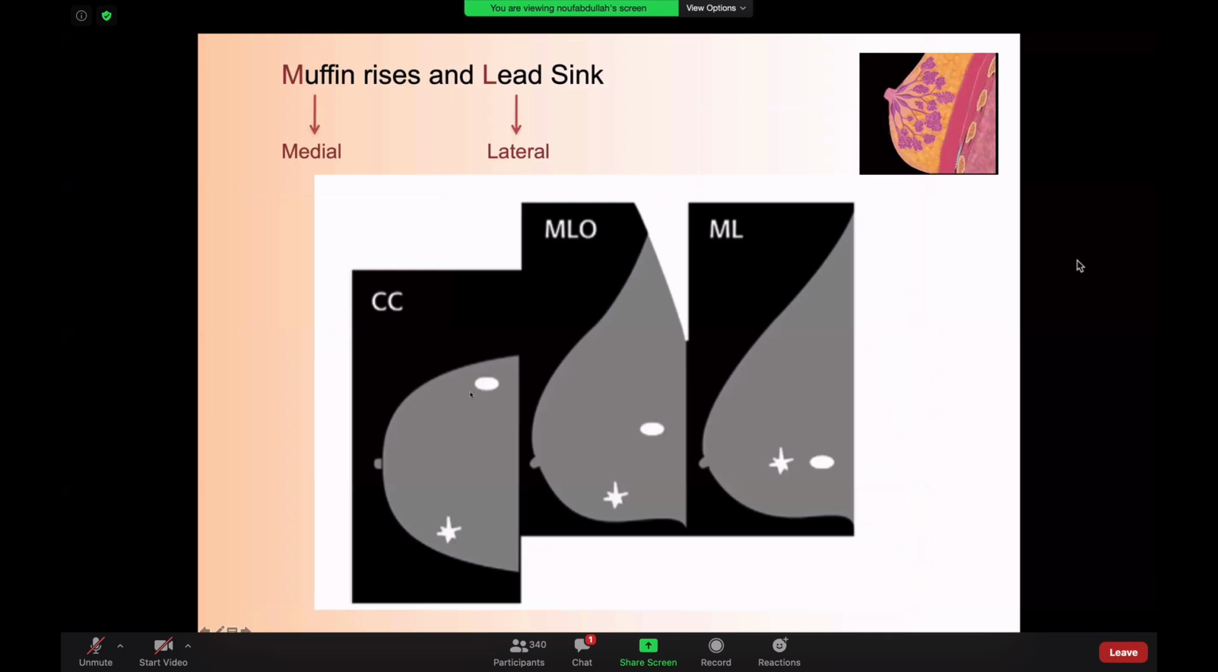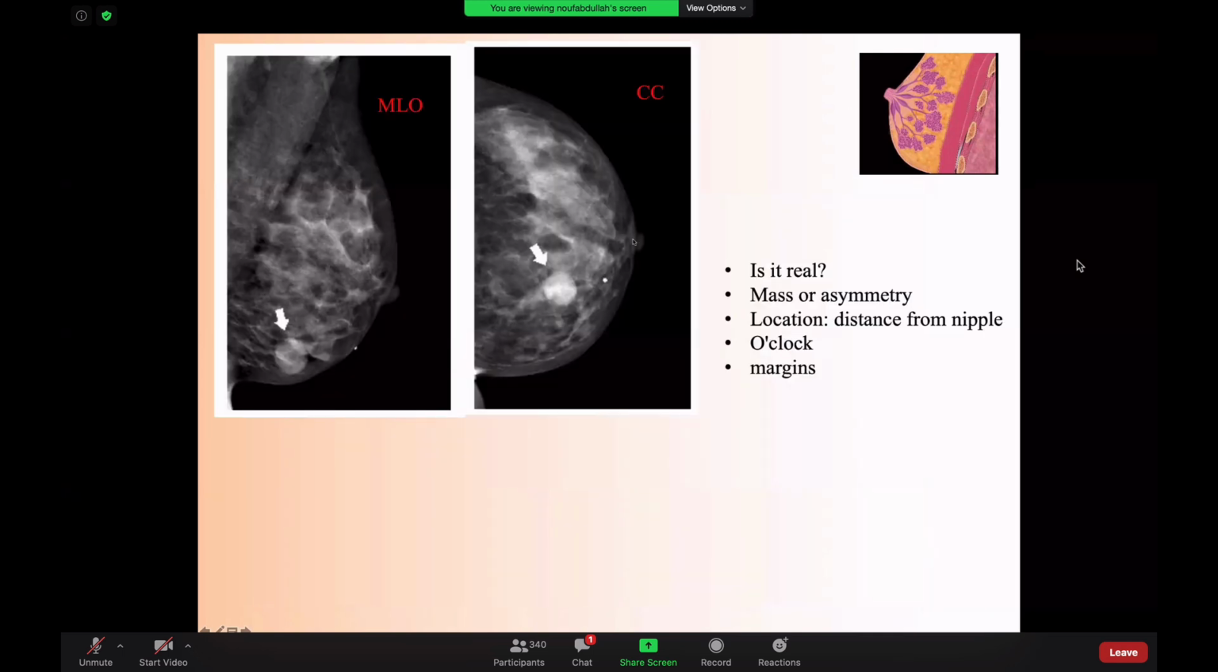So this lesion is located on the CC view. You see it is located on this side. So you draw a line from the nipple posteriorly. Anything on this location is located in the medial breast. So it is located medial inferior. So, left breast.